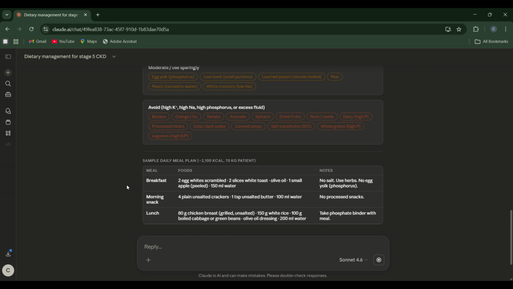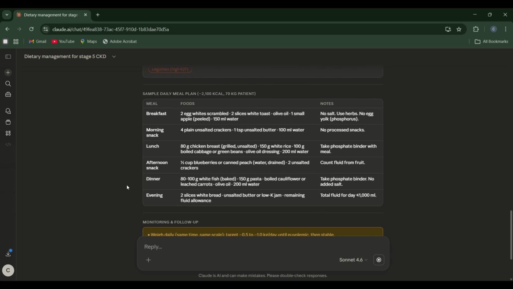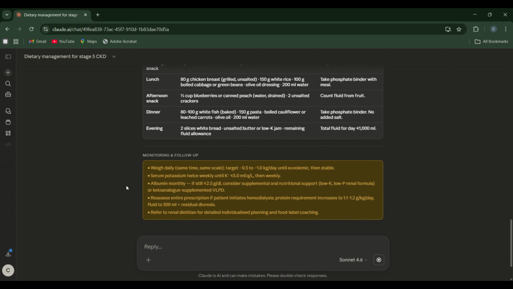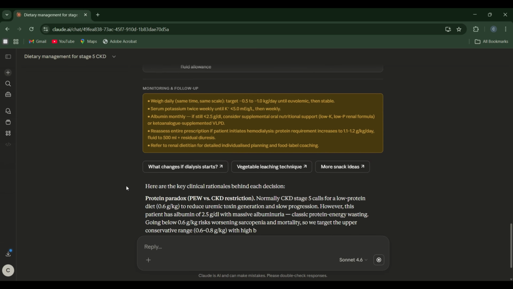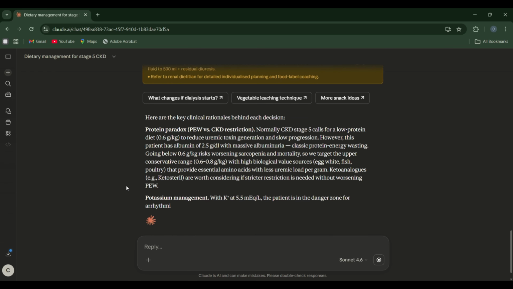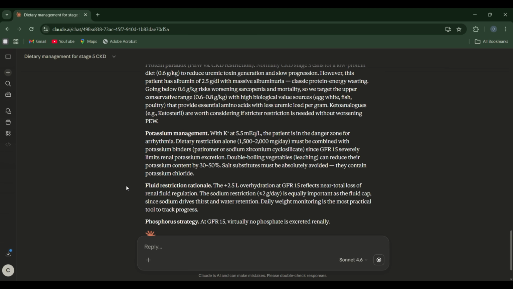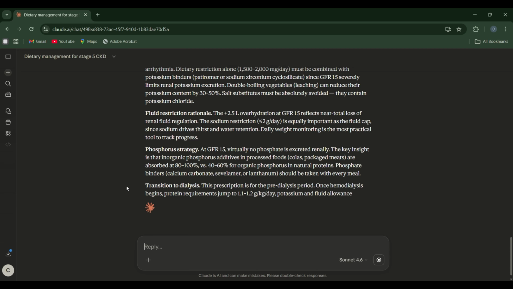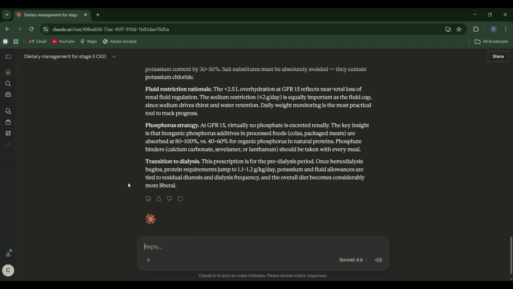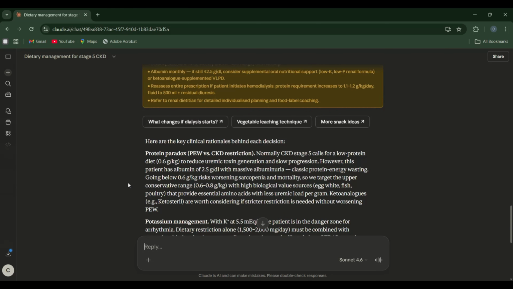Protein intake is maintained at 0.6 to 0.8 grams per kilogram per day using high biological value sources, egg white, fish, poultry, and not restricted further because the combination of albumin 2.5 grams per deciliter and massive albuminuria indicates protein energy wasting, where deeper restriction would worsen sarcopenia and mortality. Keto analogues may bridge stricter uremic control without worsening PEW.